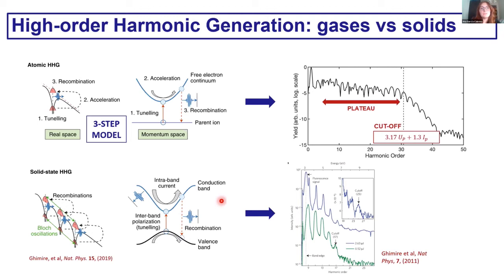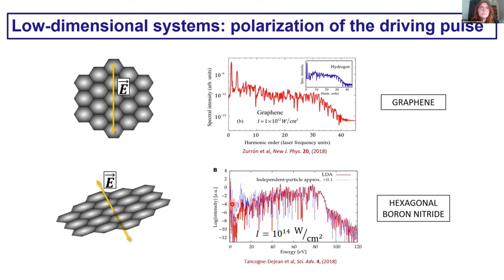This process has been observed in bulk solids, but it has also been studied in low-dimensional systems like graphene. It is interesting to mention that for low-dimensional systems, we can consider two different scenarios depending on the polarization direction. In the case above, the driving pulse polarization is contained in the plane, and the HHG process must be studied in terms of interband and intraband transitions. However, when the polarization is perpendicular to the surface, the HHG mechanism seems to be very similar to the atomic and molecular case. Later, we will interpret our results in the SFA framework.